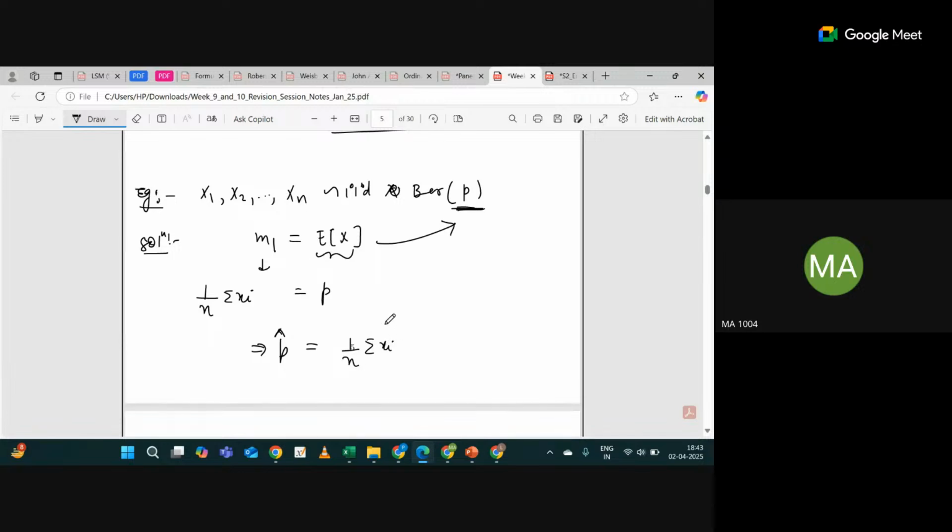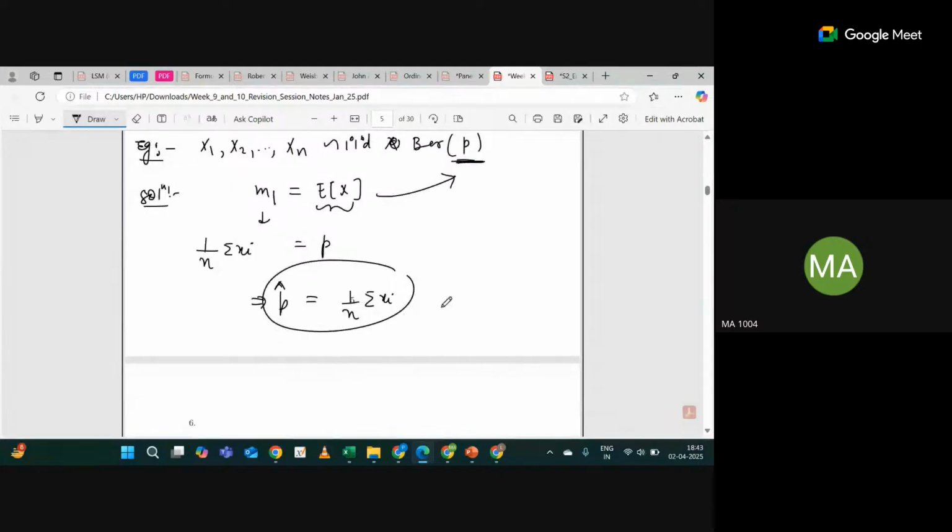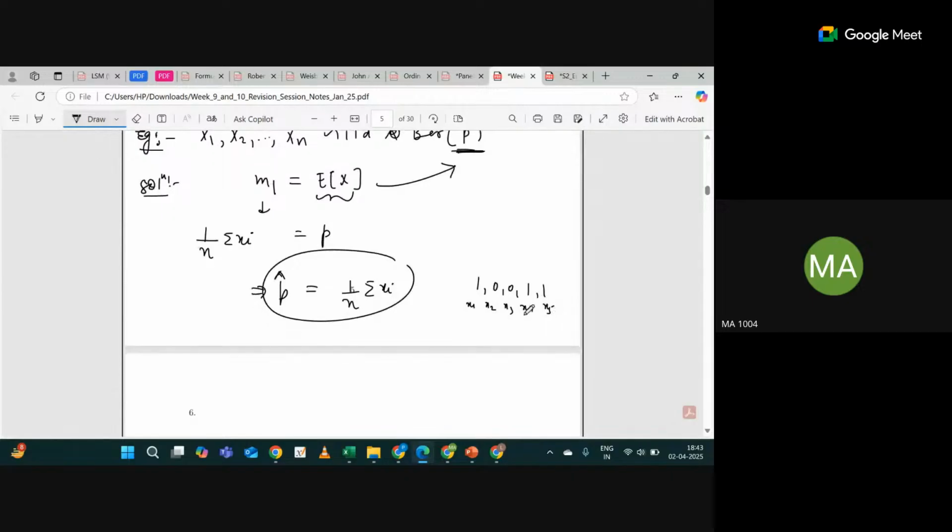For example, suppose you have been given 5 tosses, and you got the output 10011. Now tell me, this is your x1, this is your x2, this is your x3, this is your x4, this is your x5. So what will be the value of p hat here? For this it will be 3 divided by 5. Understood? Yes, sir. Okay, great.